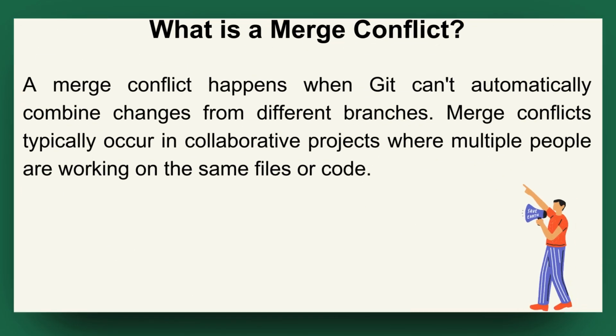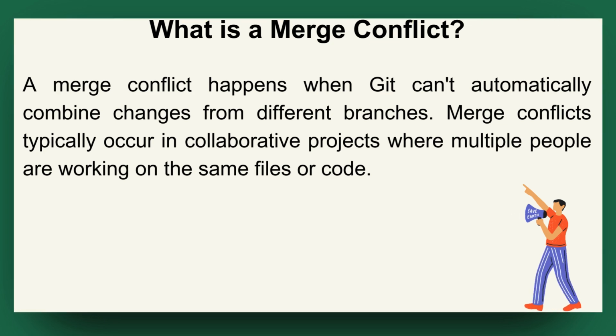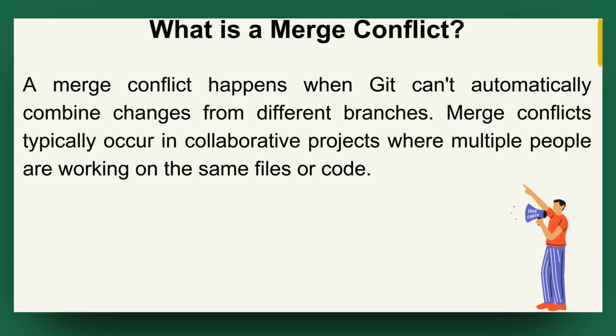So what is a merge conflict? First we will clear the concept and then we will go to the practical aspects. A merge conflict happens when Git can't automatically combine changes from different branches. Imagine two people are working on the same document and both are making changes to the same line or section. When they try to merge changes, Git gets confused because it doesn't know which change to keep. Merge conflicts typically occur in collaborative projects where multiple people are working on the same code or files.